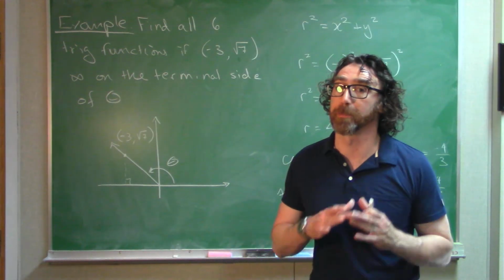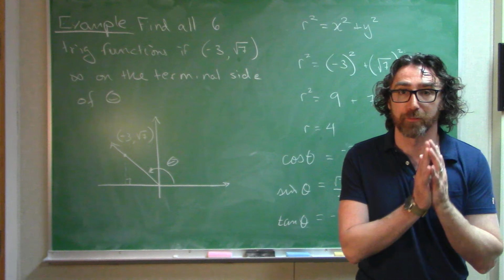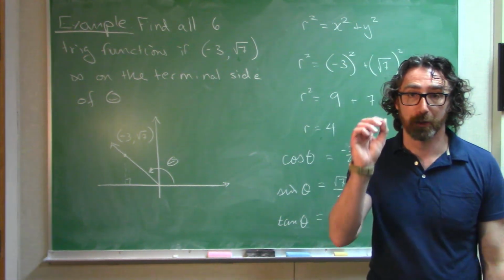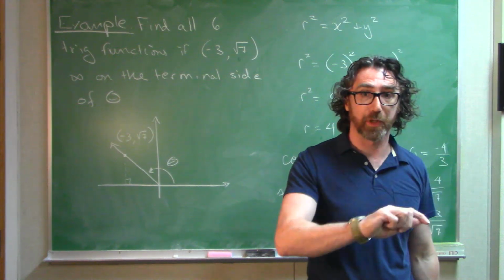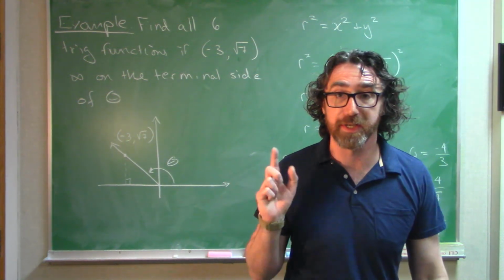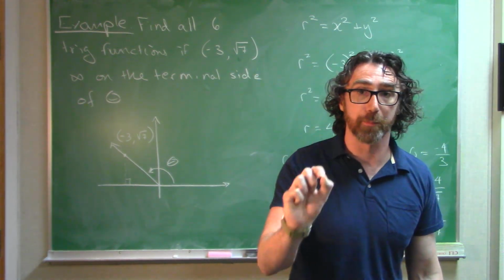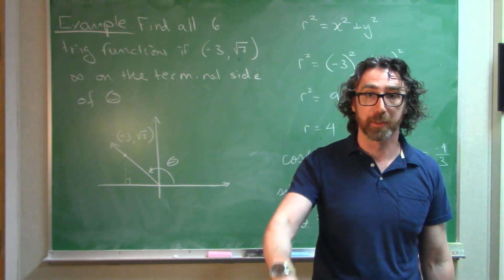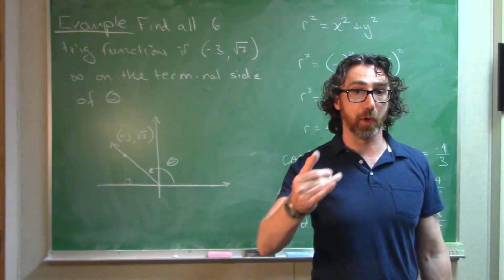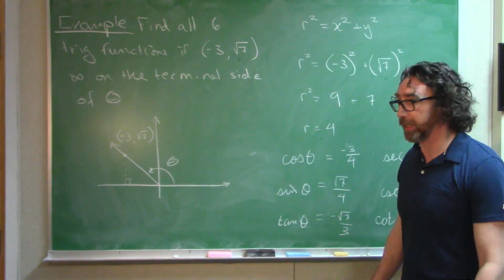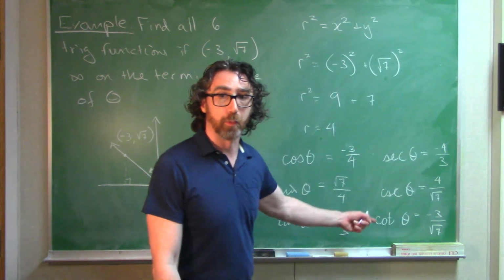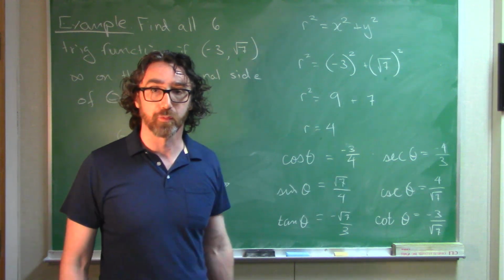I'm going to need you to memorize the definition of those 6 trig functions. Remember what you need. You need a point on the terminal side of your angle in standard position. You need the coordinates of one point, the x-coordinate and the y-coordinate. If you've got both of those, you can figure out r, which is the distance to the origin, and then once you've got that, you can figure out all 6 trig ratios.